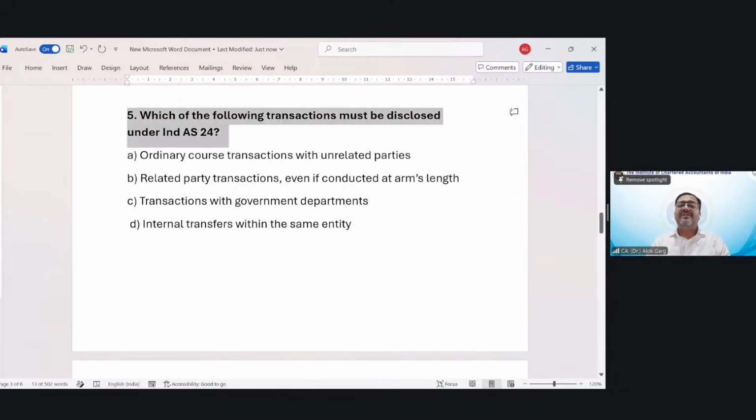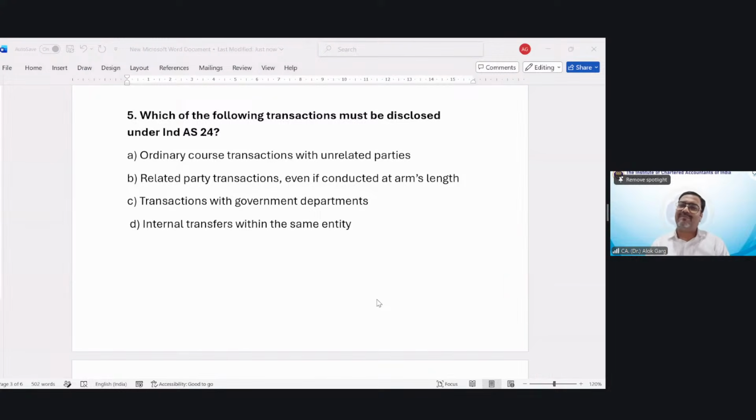Which of the following transactions must be disclosed under Ind AS 24? Ordinary course transactions with unrelated parties. Will you disclose the transaction with unrelated parties in the related party disclosure? Of course, no. Related party transactions, even if conducted at arm's length. The related party transaction has to be conducted on an arm's length basis. So if the related party transaction is at arm's length basis, is it required to be disclosed or not? Of course it is required to be disclosed.